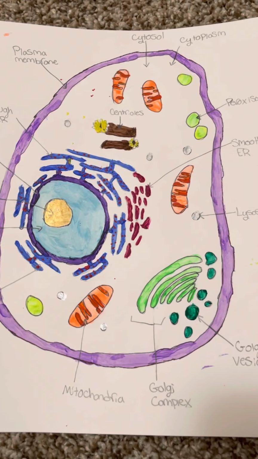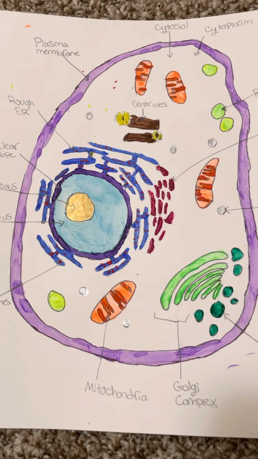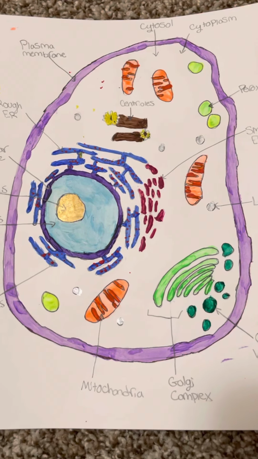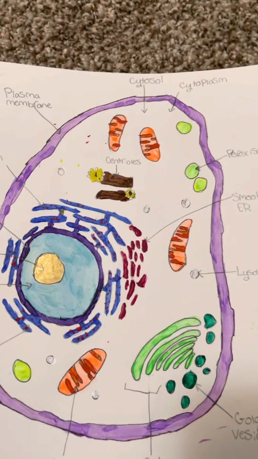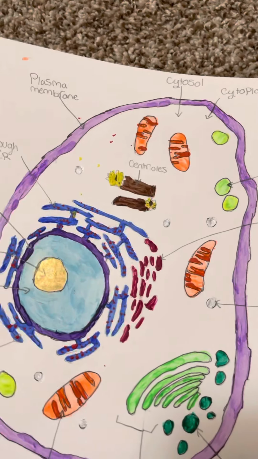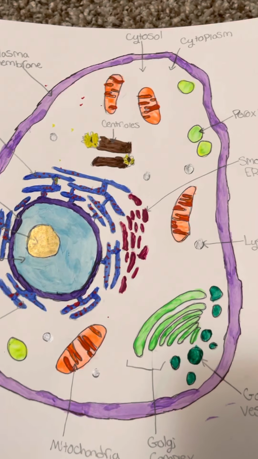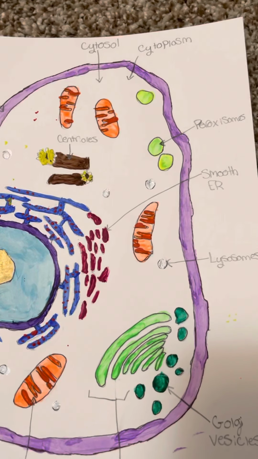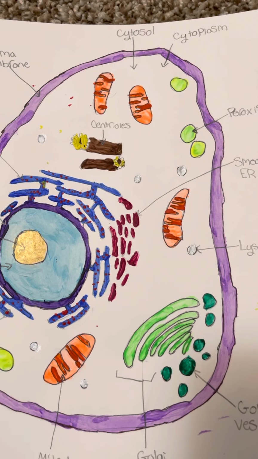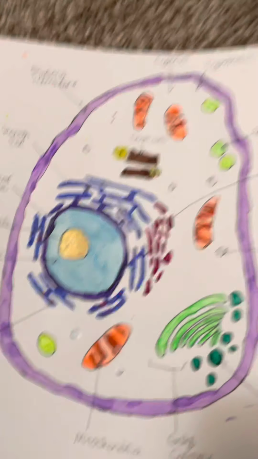And what's in the cells is the organelles, and they're the small structures in the cell that help with a variety of functions. And then the cytosol, which is going to be all throughout here, and it's the fluid that's inside the cell. And then the cytoplasm is also the contents of what is in the cell, like the organelles and the different functions they have.